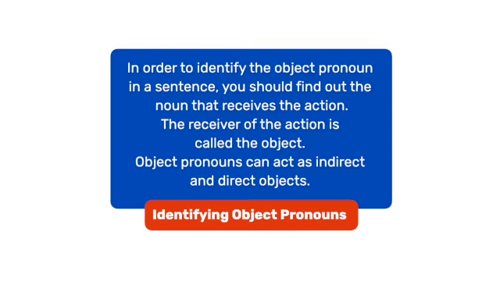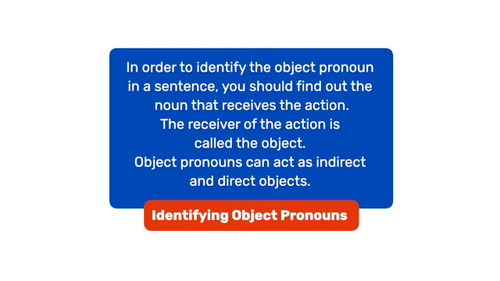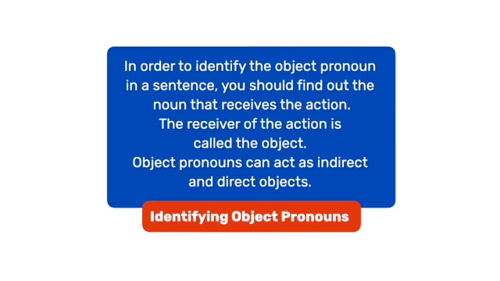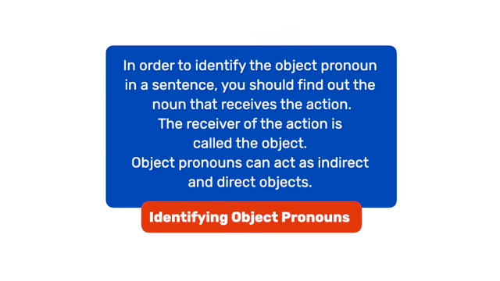Identifying object pronouns. In order to identify the object pronoun in a sentence, you should find out the noun that receives the action. The receiver of the action is called the object. Object pronouns can act as indirect and direct objects.